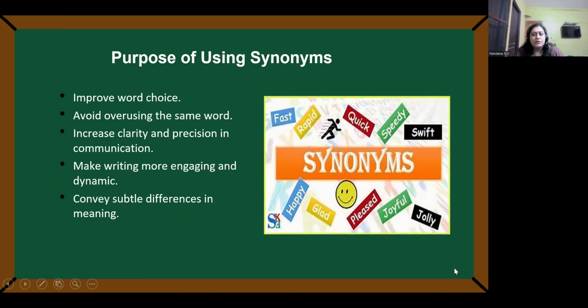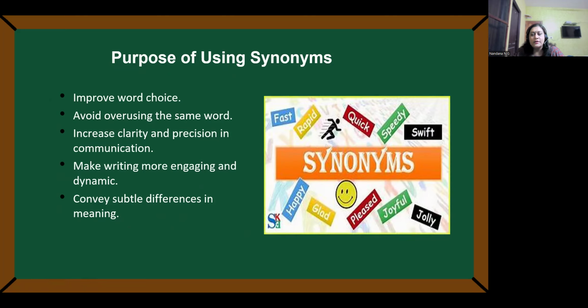What is the purpose of using synonyms? Because it improves word choice. It avoids using the same word. It increases clarity and precision in communication. It makes writing more engaging and dynamic. It conveys subtle differences in meaning.